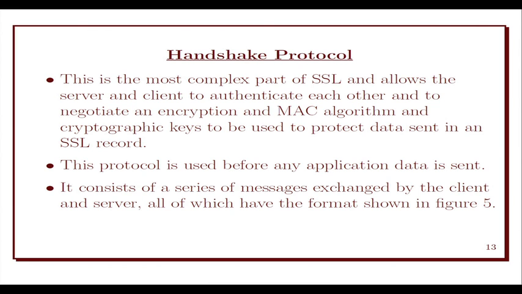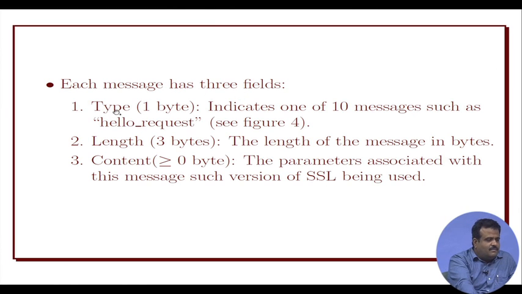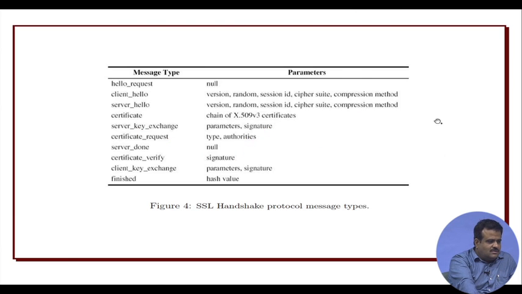So, this is given in figure 5. Each message has 3 fields. One is the type of the message, for which we need 1 byte to represent. It indicates one of 10 message types, which are shown in the next figure. So, the message type may be hello request, client hello, server hello, certificate, server key exchange, certificate request, server done, certificate verify, client key exchange, finished. So, these are the message types.